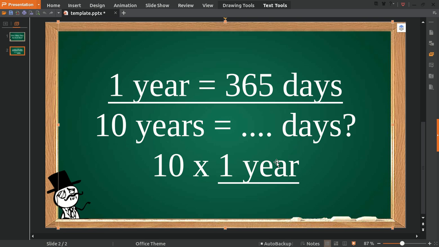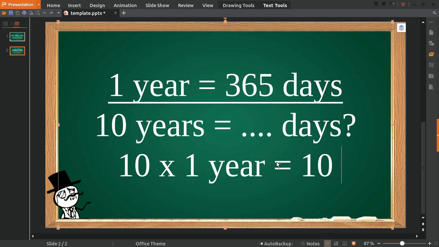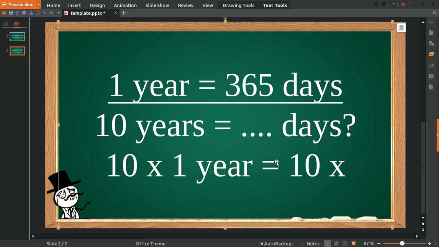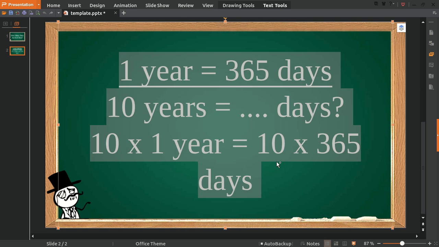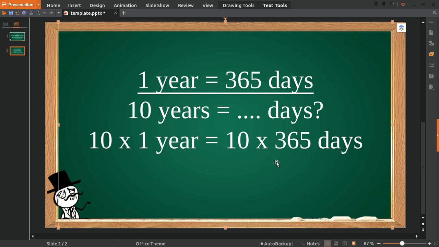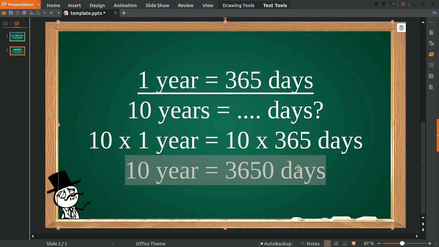And then it's equal to, because we have 10 on the left, you must have 10 on the right as well, multiplied with 365 days. So 10 multiplied by 1 is equal to 10 years, and 10 multiplied by 365 days is equal to 3650 days. Yep, that's the answer to the question.